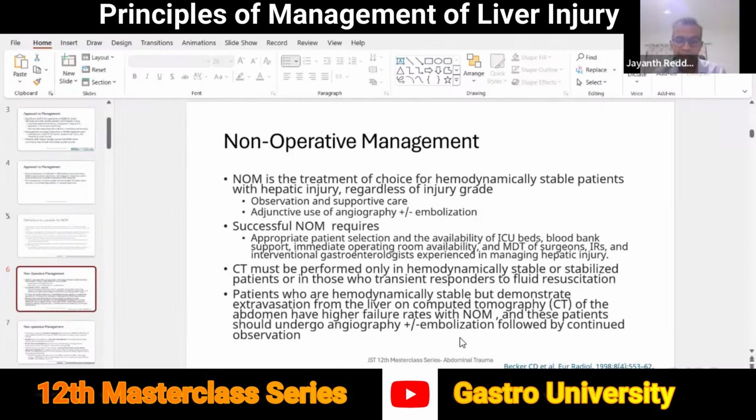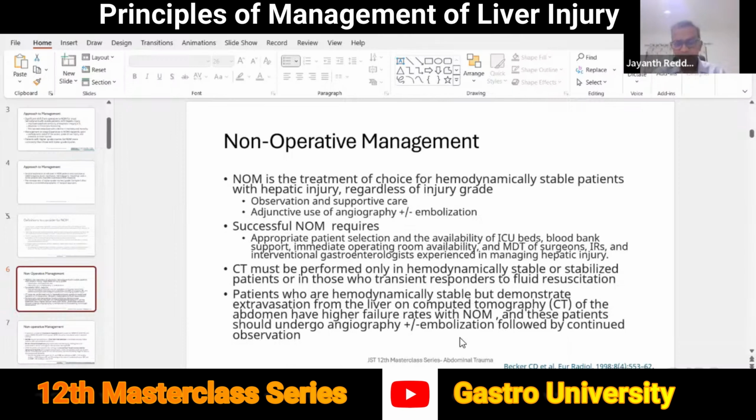The success of non-operative management also depends on the facilities available in the local hospital, that is, availability of a critical care unit, good blood bank support, and immediate OR availability, and also a team which includes surgeons who have expertise in abdominal trauma management, preferably interventional radiologists and interventional gastroenterologists.